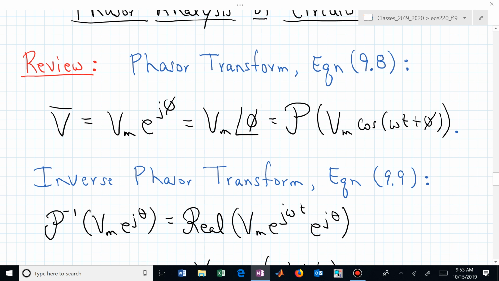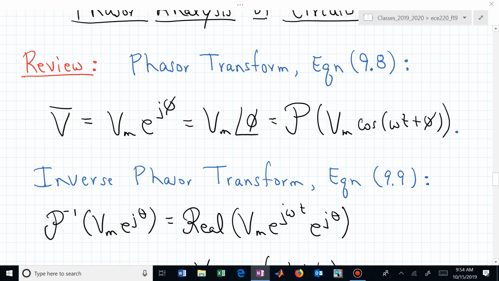The other thing that this does is when we do get to Chapter 9, it simplifies the analysis. We no longer have to keep track of sines and cosines as much. We simply go into the phasor domain, the frequency domain, and play with complex quantities. And then when we need to go back into the time domain, we just perform the inverse phasor transform. That's this script P and script P inverse.